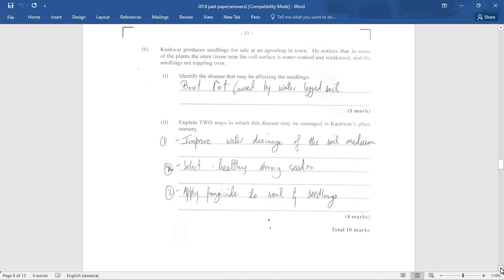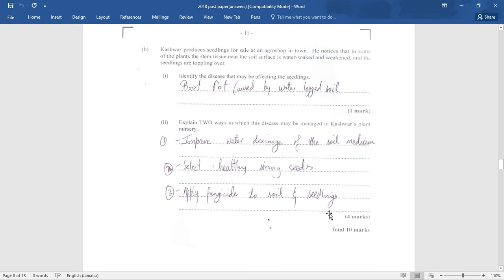Alright, B of the question goes, Kashar produces seedlings for sale at the agri shop in town. He notices that in some of the plants, the stem tissues near the soil surface is water soaked and weakened, and the seedlings are toppled over. 1. Identify the disease that may be affecting the seedlings.